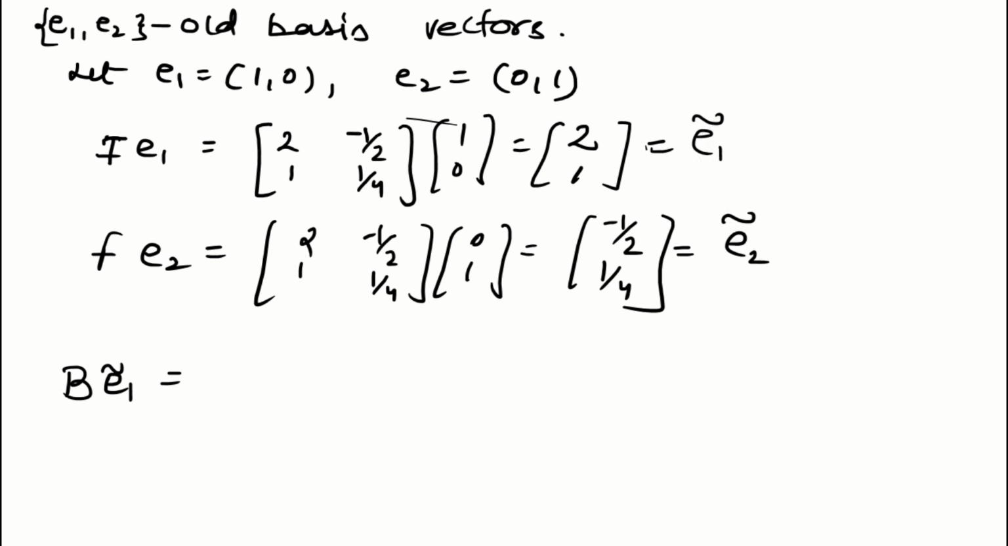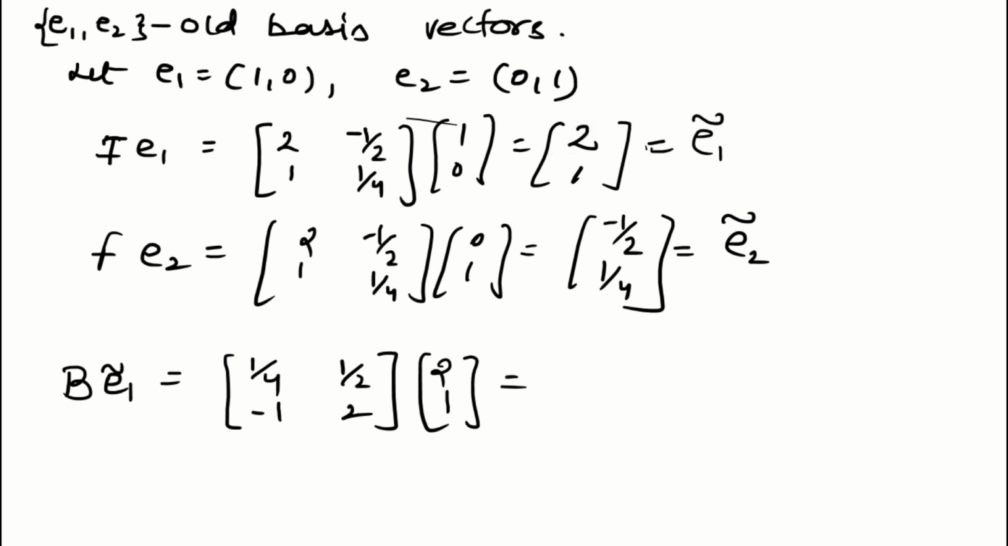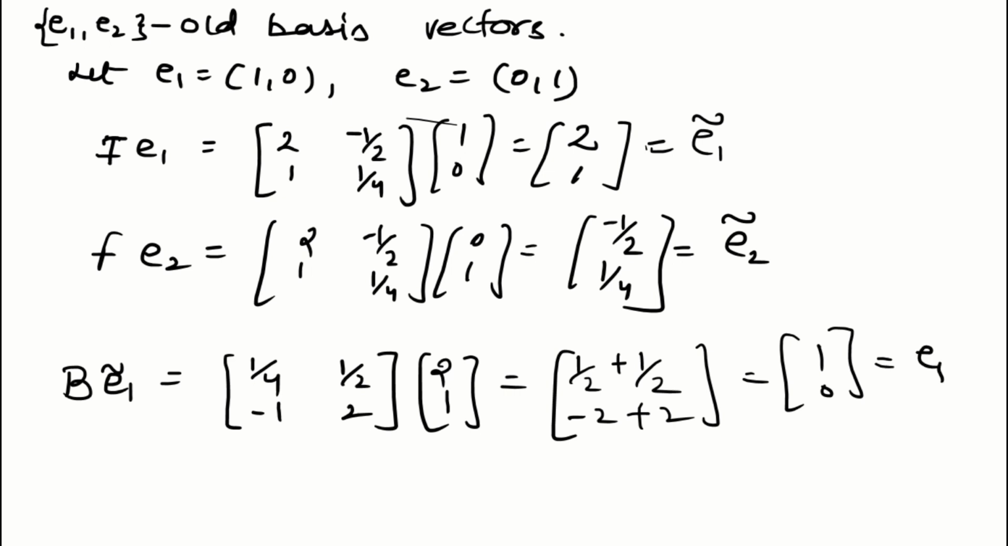Now I am taking matrix B and multiplying B with E1 tilde. So B is your matrix of backward transformation, and this is my 1/4, minus 1, and 1/2, 2. This is our matrix, and let us write E1 tilde. So what is E1 tilde? (2, 1). So how much will it give you? 1/4 times 2 is 1/2, 1/2 times 1, so plus 1/2. Minus 1 times 2 is minus 2, 2 times 1 is plus 2. So this is nothing but (1, 0), and this is our standard basis E1.